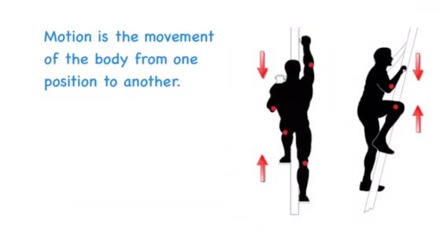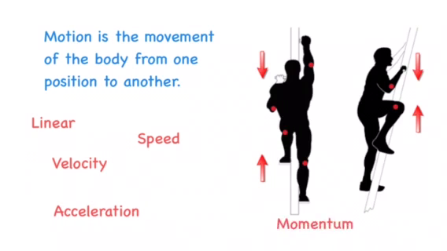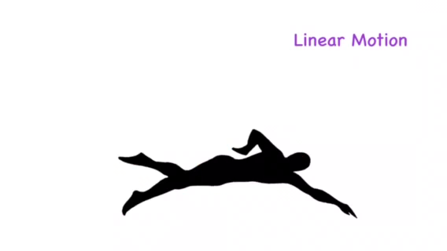Let's start by having a look at the concept of motion, and motion is the movement of the body from one position to another. There are different types of motion, but the main one that we're going to focus on is linear motion. Some other aspects of motion that we're going to explore today are velocity, speed, acceleration, and momentum. Linear motion takes place when a body and all parts connected to that body travel the same distance in the same direction at the same speed.